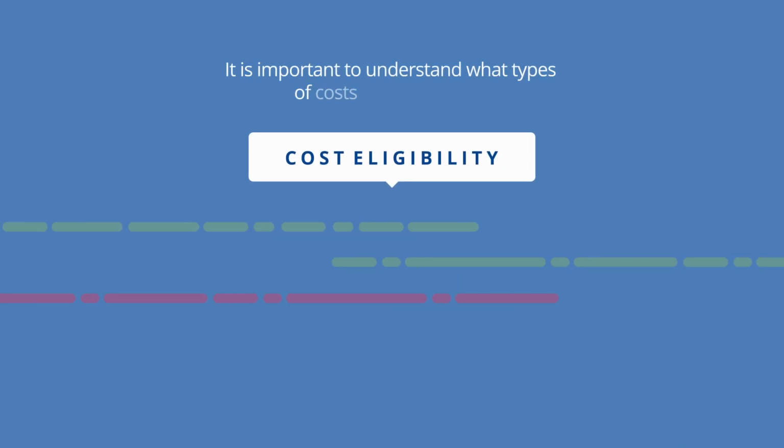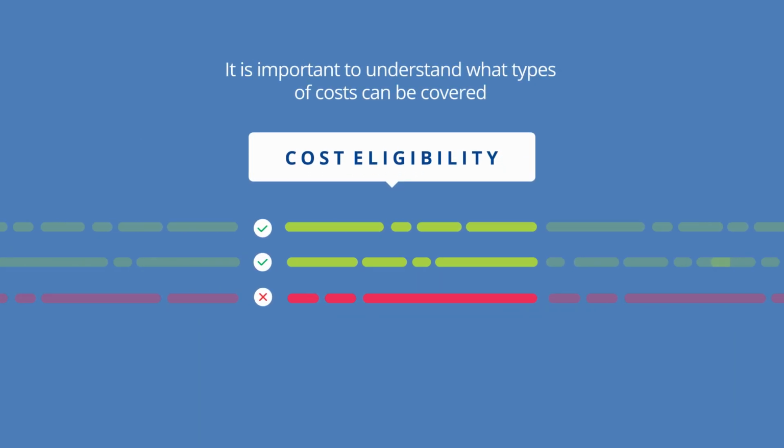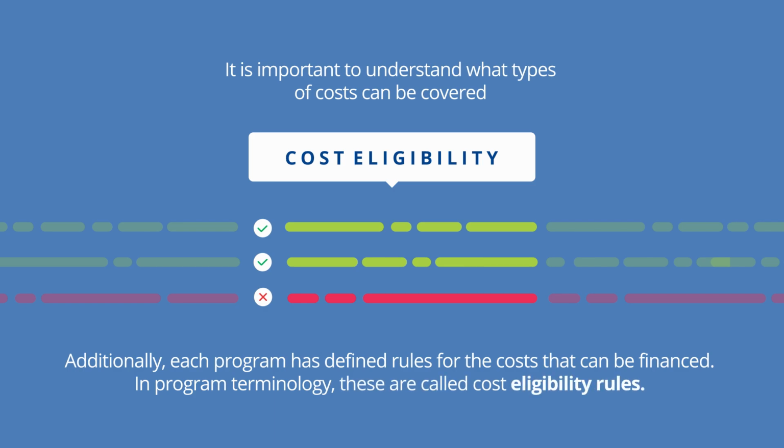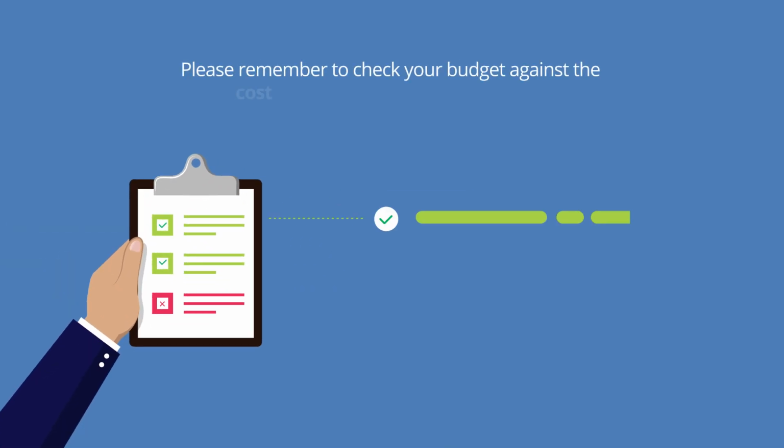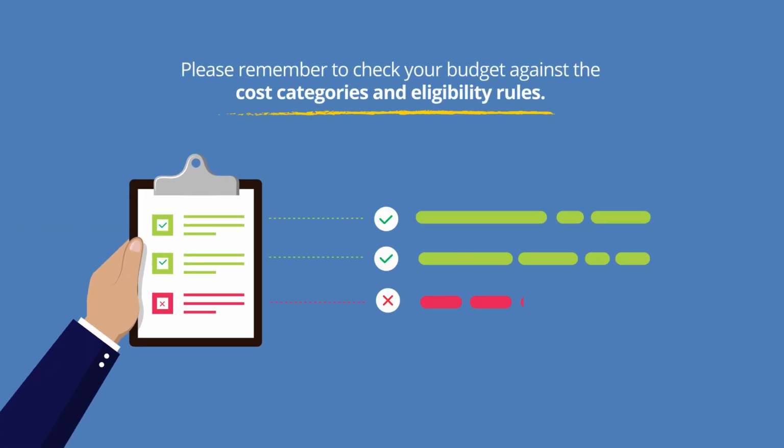It is important to understand what types of costs can be covered. Additionally, each program has defined rules for the costs that can be financed. In program terminology, these are called cost eligibility rules. Please remember to check your budget against the cost categories and eligibility rules. Therefore, you need to have a budget planning meeting.